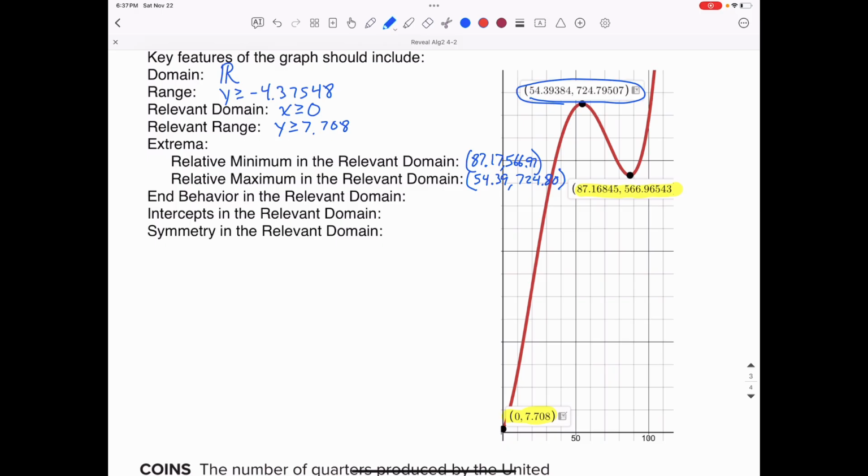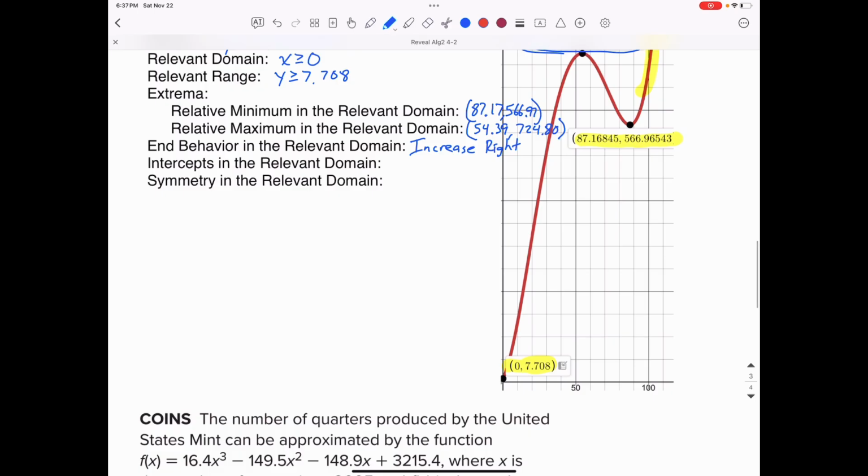In behavior in the relative domain. Again, we're only dealing with quadrant 1. That means there's actually only one in behavior, and that is it is going to increase forever to the right. So we're just going to say increase right, but that is it. We're not going to talk about the in behavior to the left, because the graph abruptly stops right here in quadrant 1 and doesn't go any further. There is no in behavior that's going to go decreasing forever in that direction, because the graph has to stop there, because going into negatives will not make any sense.